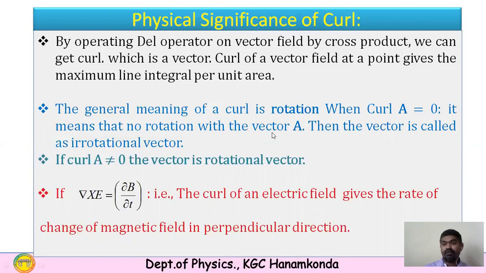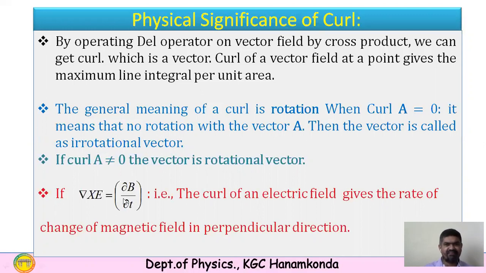There are no whirlpools in that fluid. If curl is there, that is called a rotational vector, where the fields, lamellar fields, are there. Lamellar fields means fields which can be obtained by the gradient of a scalar field. Those fields are called lamellar fields. The curl of a lamellar field is always 0. The curl of a lamellar field is always 0. That we will solve in our coming numerical problems.